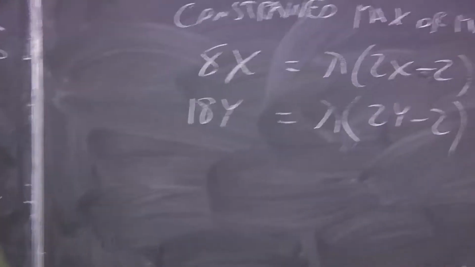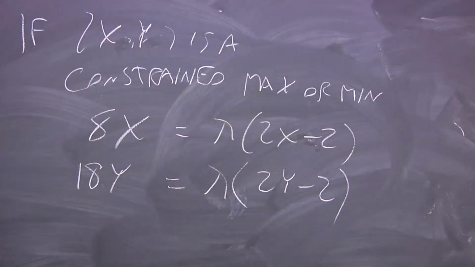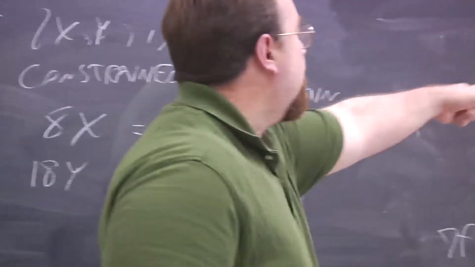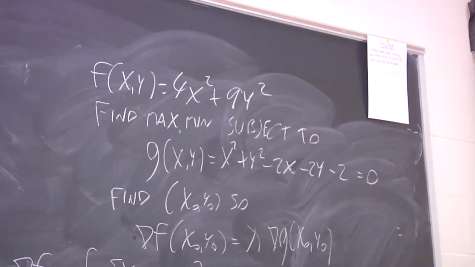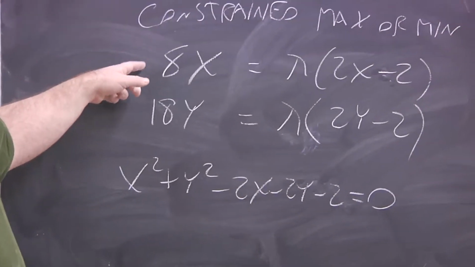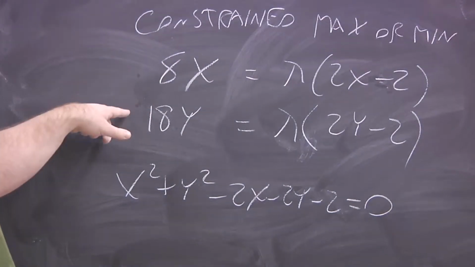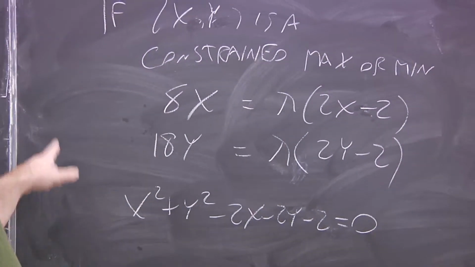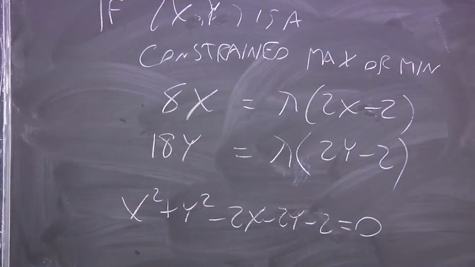But we also have to make sure that the point x, y itself satisfies the constraint. So we also need that x squared plus y squared minus 2x minus 2y minus 2 is equal to 0. So gradient of f being a combination of the gradients of the g's, we only have one here, and the constraints themselves give a system of equations that you now have to solve.